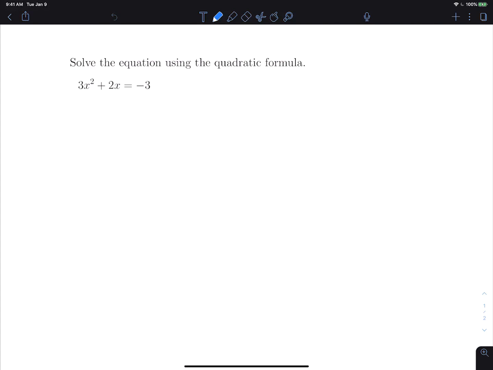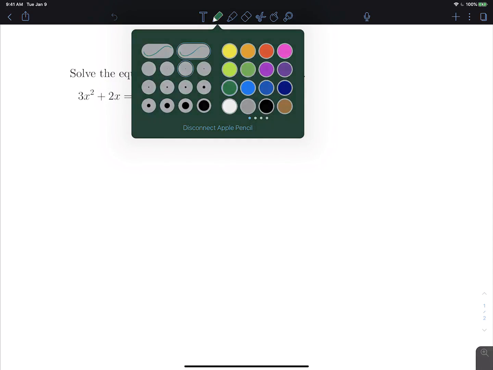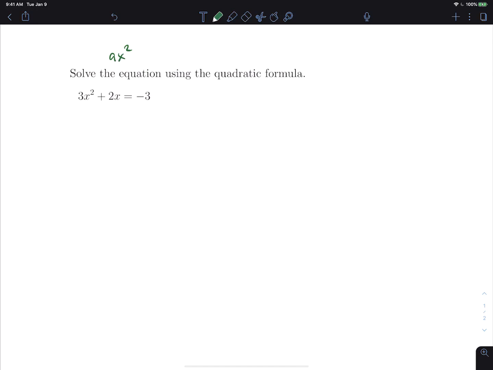Hello. In this video, we're going to solve the equation using the quadratic formula. The equation is 3x squared plus 2x equals -3. The first thing we want to do is put this in the general form of the quadratic equation, which is ax squared plus bx plus c equals 0.